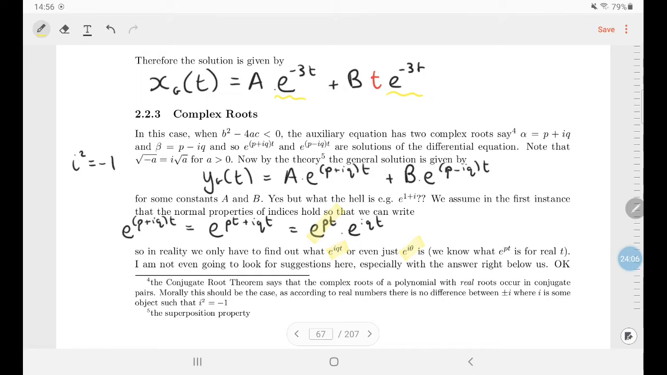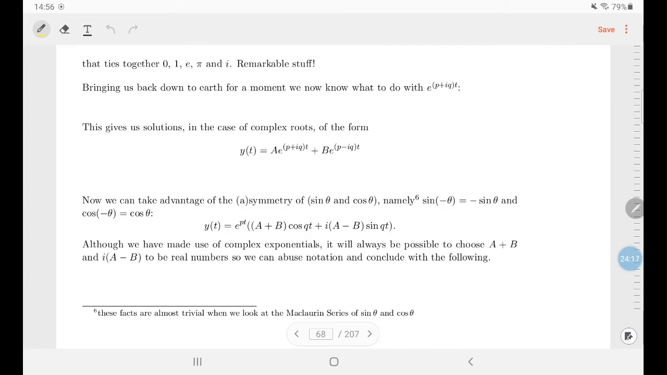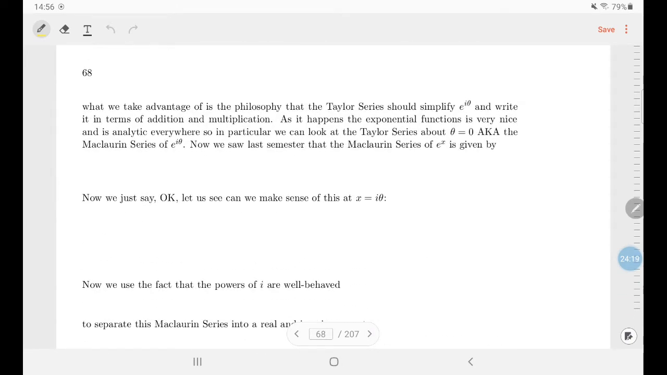Now why am I using theta? That will become clear. Normally in a class, if you're in front of me, I'd ask how you think it's going to work. I'm not even going to ask that. I'm just going to show you, and I'll go fairly quickly. I just think it's really cool. We're going to take advantage of the philosophy that the Taylor series should simplify this.